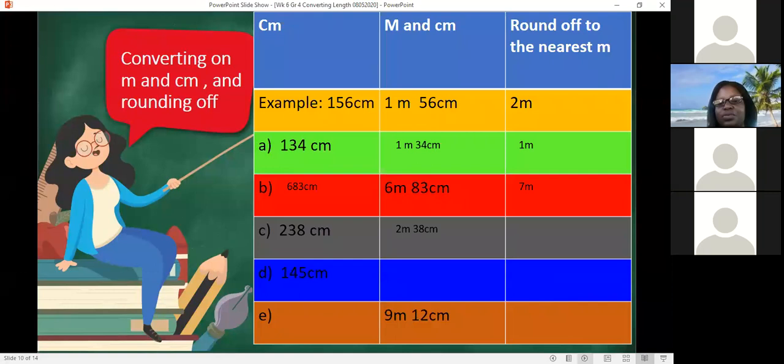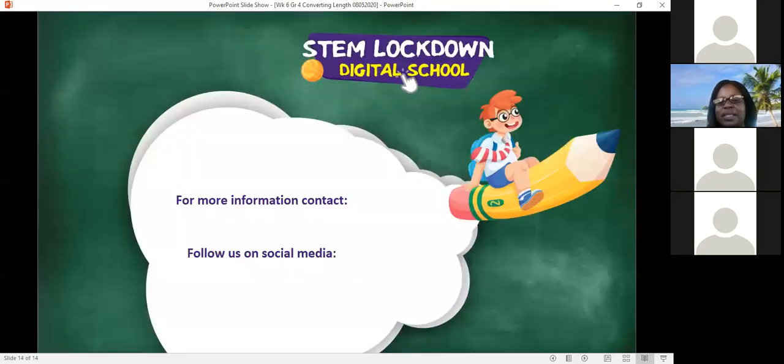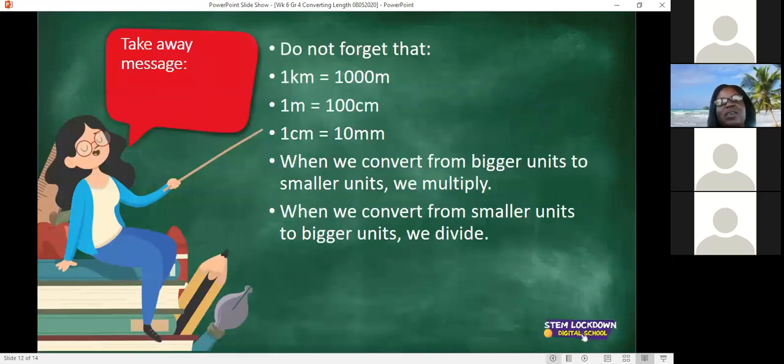Okay, there were answers there. Let me just go back. I don't want to put in the answers. So in summary, do not forget that 1 kilometer is 1,000 meters, so that's converting, and 1 meter is 100 centimeters, then 1 centimeter is 10 millimeters.